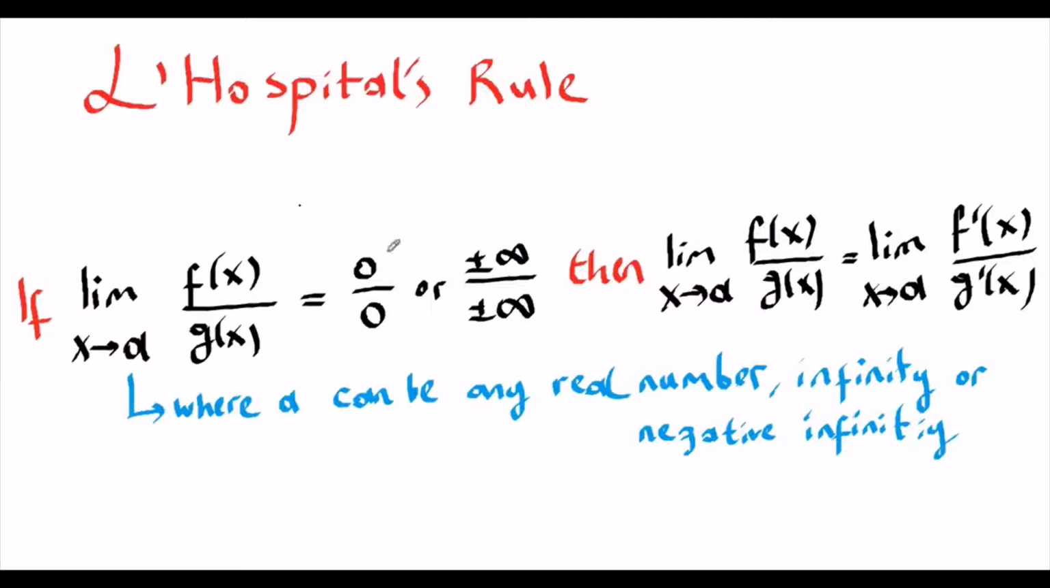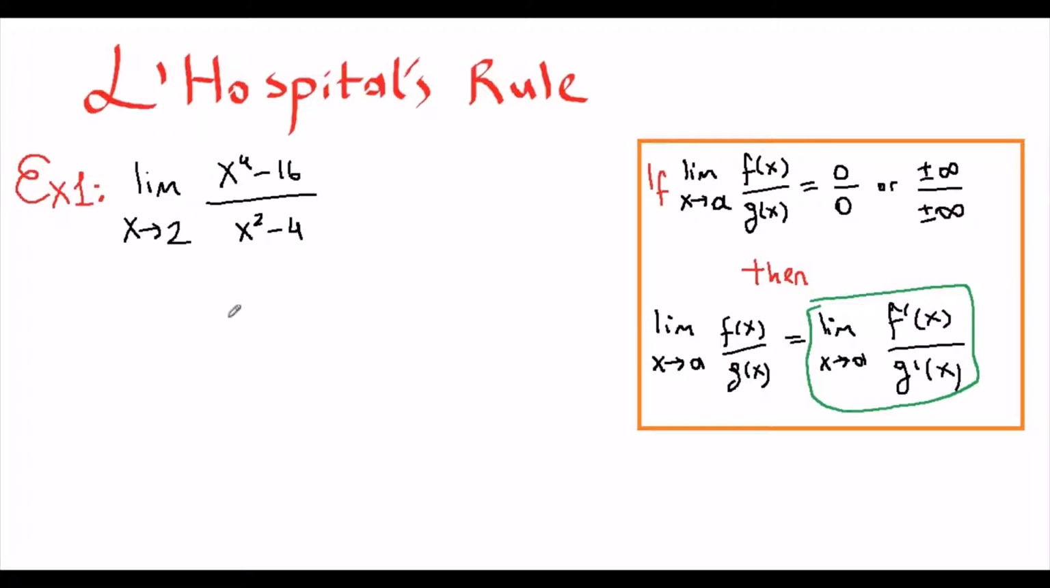So if our limit is equal to 0 over 0 or infinity over infinity, this is an indeterminate form. Then we take the derivative of the numerator and the derivative of the denominator and take the same limit. If we still obtain 0 over 0 or infinity over infinity, we take the derivative one more time. So we apply L'Hopital's rule a second time until we get a real value. Let's see the examples and practice.